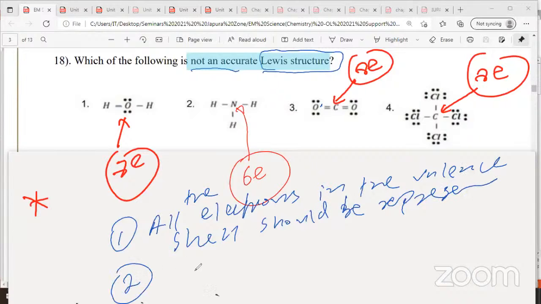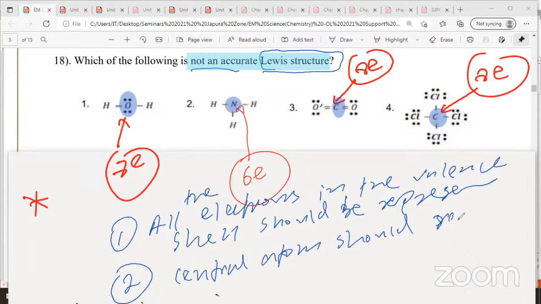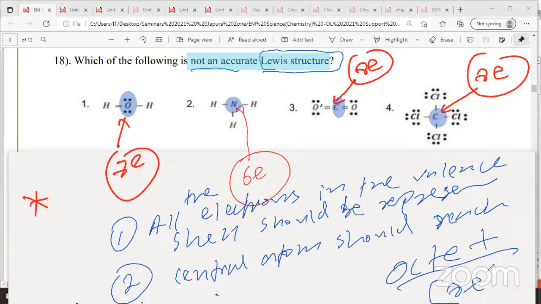Second condition, the central atom. What is the central atom here? Oxygen. Central atom oxygen: how many altogether? 8 electrons, 2 bonds and 2 lone pairs. Nitrogen atom only 6 electrons, only 3 bonds. Carbon atom 4 bonds, 1 bond 2 electrons, 2 into 4 is 8 electrons. Carbon atom in CCl4, central atom there are 4 bonds, 8 electrons. So that is called octet. Central atom should reach octet. What is octet? 8 electrons.